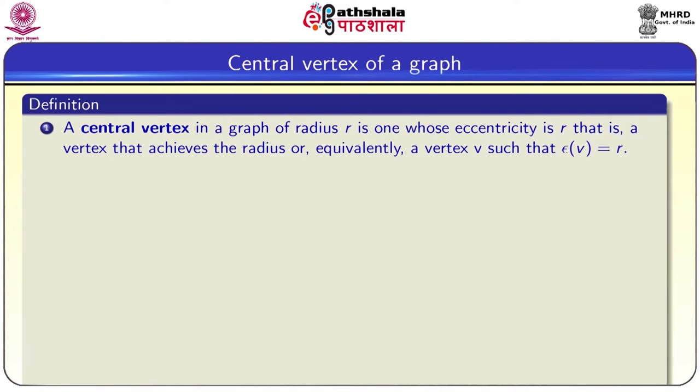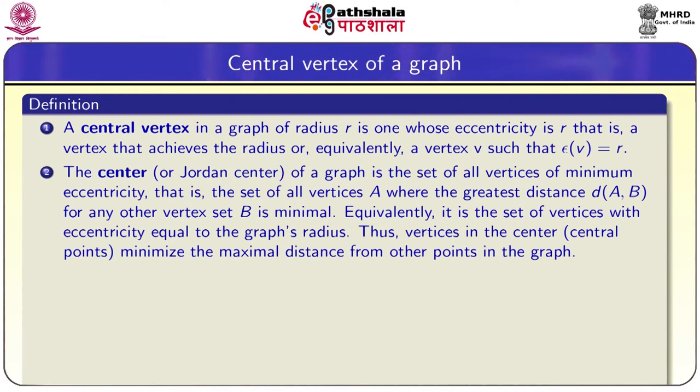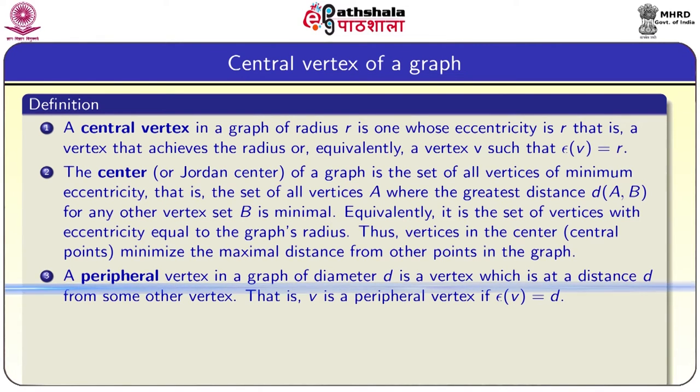Central vertex of a graph. A central vertex in a graph of radius r is one whose eccentricity is r. That is, a vertex that achieves the radius r, equally a vertex v such that eccentricity of v equals r, is called a central vertex. The center or Jordan center of a graph is the set of all vertices of minimum eccentricity, that is, the set of all vertices A where the greatest distance d of A comma B to any other vertex B is minimal. Equivalently, it is the set of all vertices with eccentricity equal to the graph radius. Thus, vertices in the center, or central points, minimize the maximum distance from other points in the graph. A peripheral vertex in a graph of diameter d is a vertex which is at distance d from some other vertex. That is, v is peripheral if epsilon of v equals d.